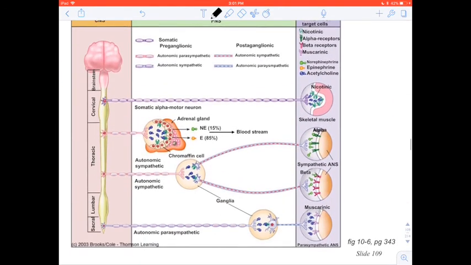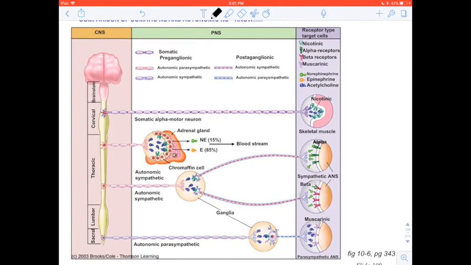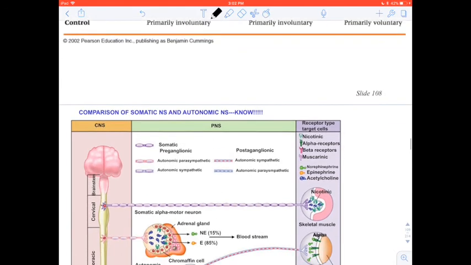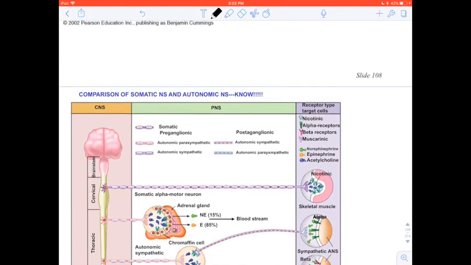So this is one of the most important charts you can know to make sense of the autonomic nervous system. You need to memorize and know this chart inside and out. So before we dive into it, let's get a few things down on this. So let's talk about the neurotransmitters that are used in the autonomic nervous system. And we're going to talk about their receptors.